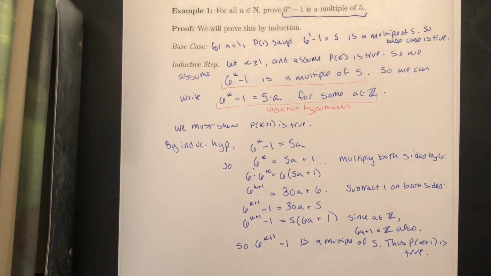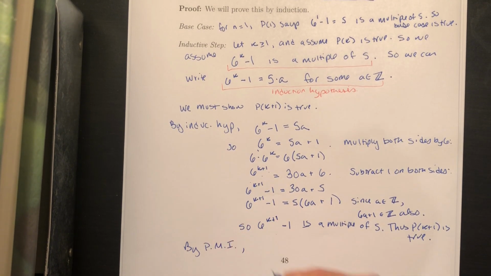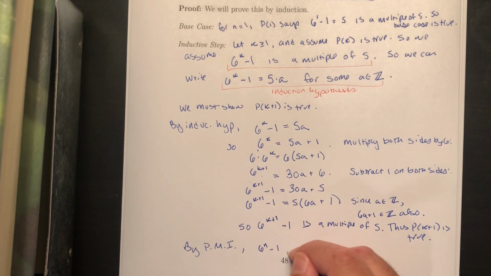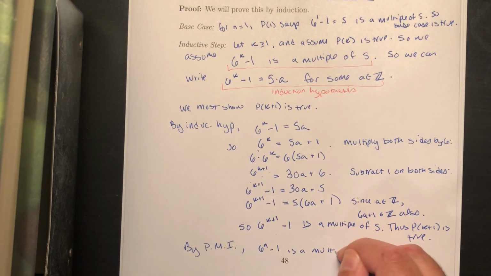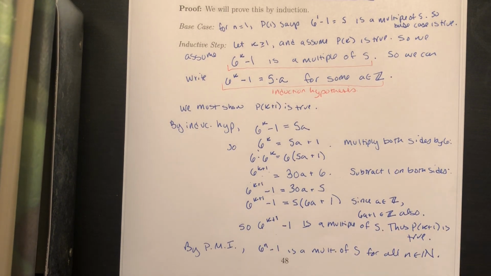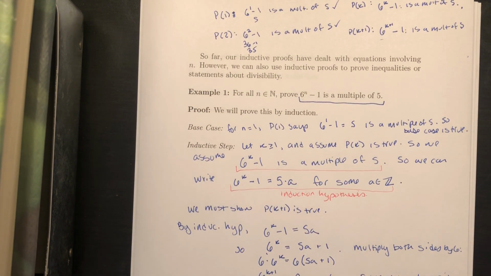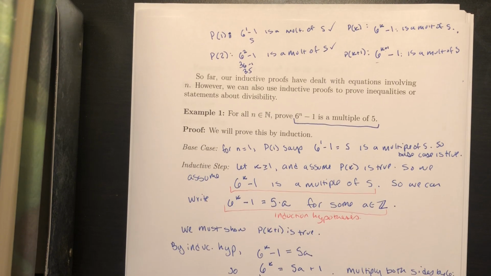So now it's just a matter of wrapping this up by saying, by the principle of mathematical induction, we have 6 to the n minus 1 is a multiple of 5 for all n in N. This is a really nice kind of proof. And it allows you to show something that's a little bit surprising. I mean, why does 6 raised to any power minus 1 always give you a multiple of 5? Well, there might be other arguments you could give here, but this same basic type of argument can really allow you to prove some surprising things.